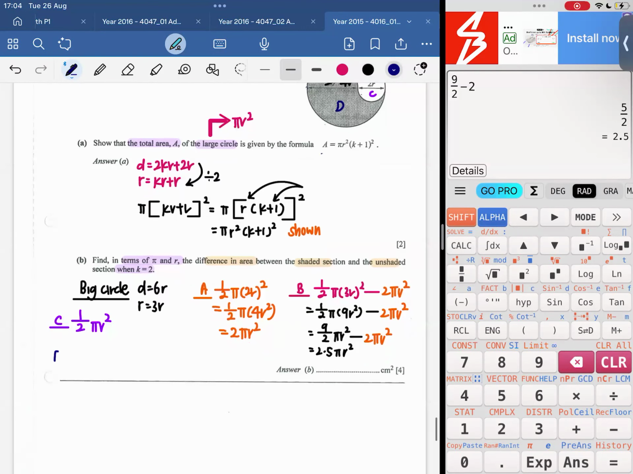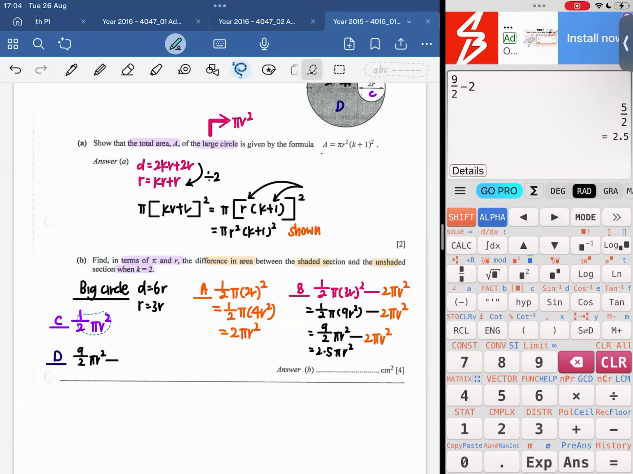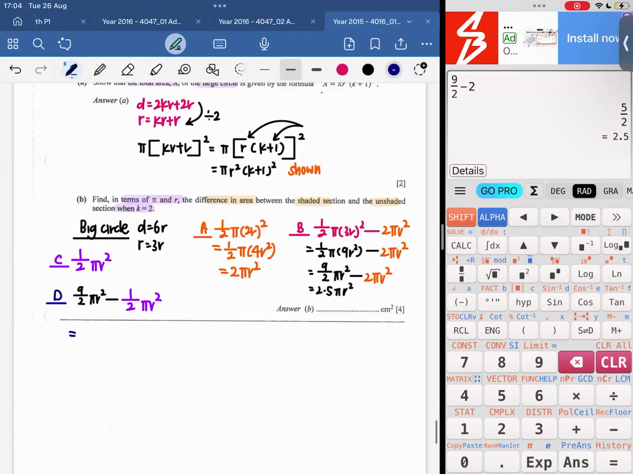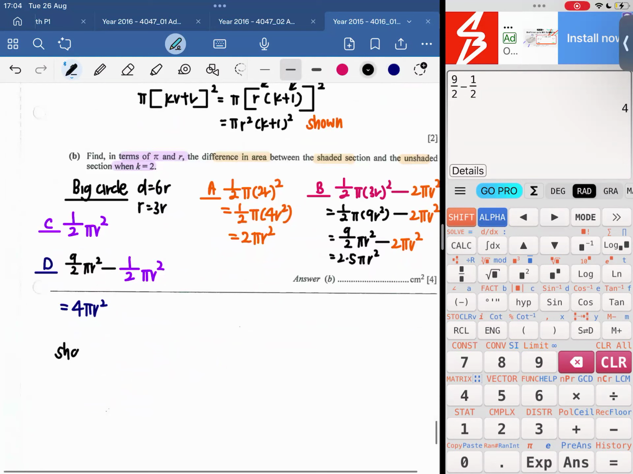D is the same big semicircle, which is this one here, but then I'm going to minus away C, this one here. What's 9 over 2 minus half? 4, right? Yes. So this is 4 pi r squared. Now what we're going to do is find shaded.